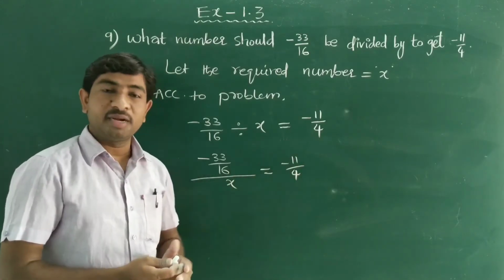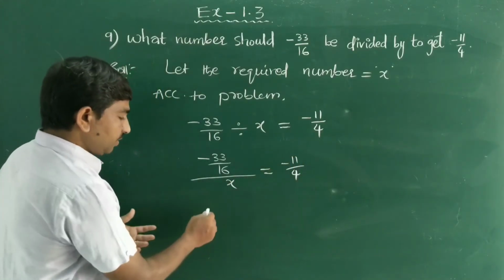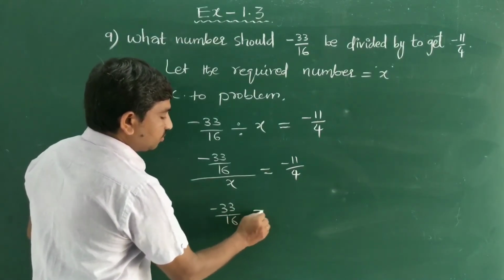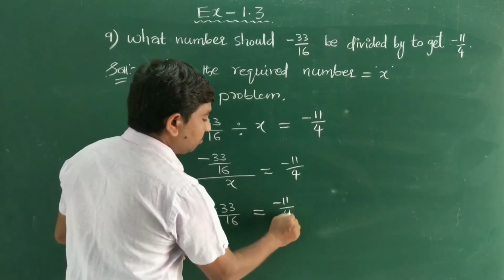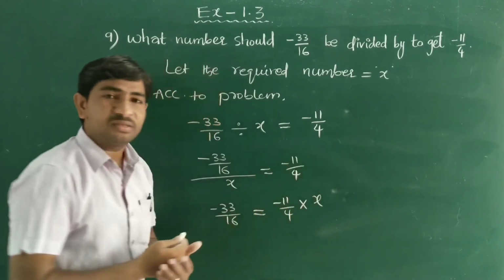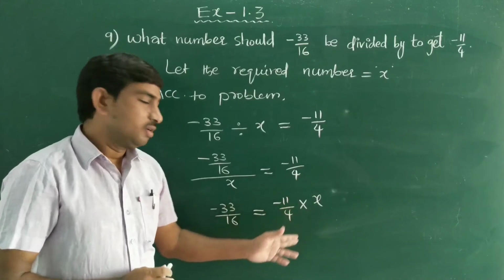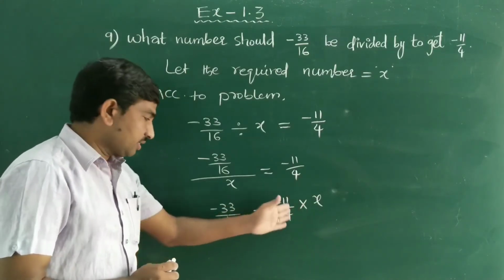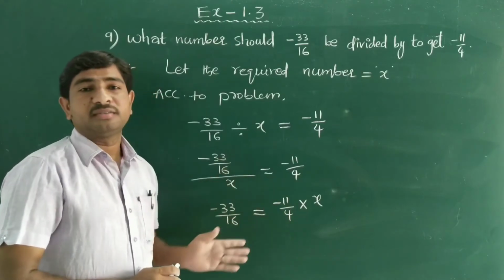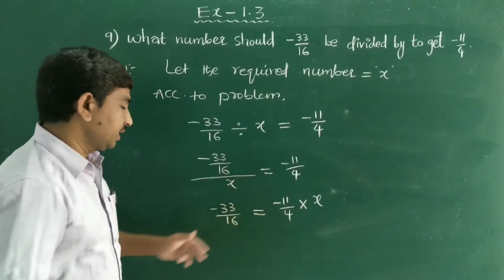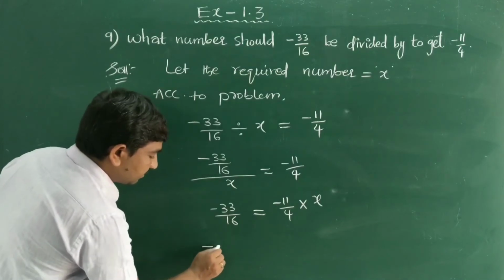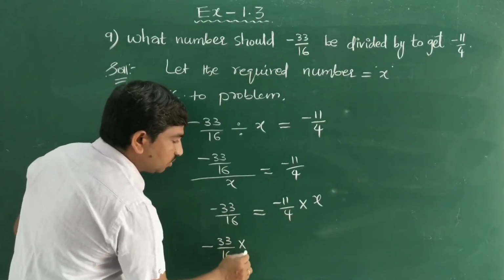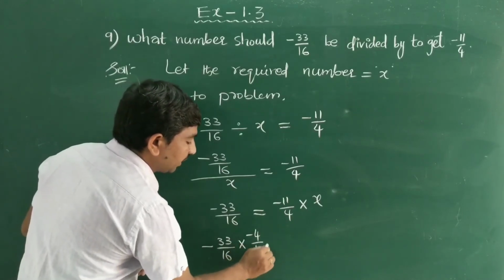Sending x outside, it will become a multiplication. So finally minus 33/16 is equal to minus 11/4 into x. We have to find the x value. So minus 11/4 is not needed on this side; sending it outside, it becomes the division, or the reciprocal of this. Minus 33/16 becomes into minus 4/11.